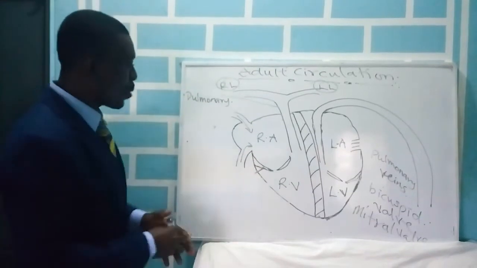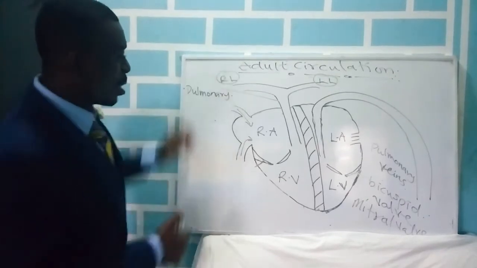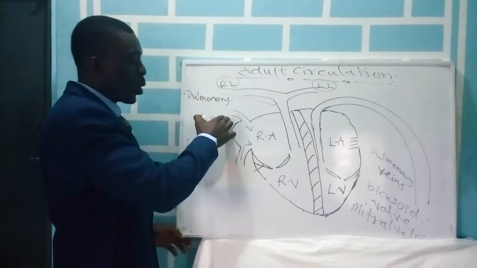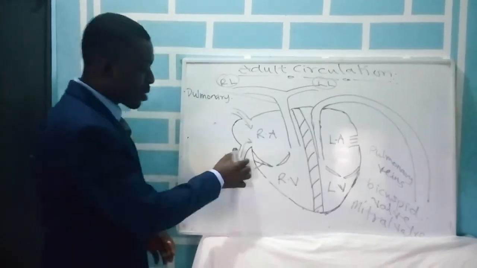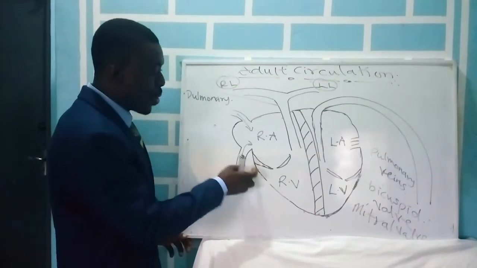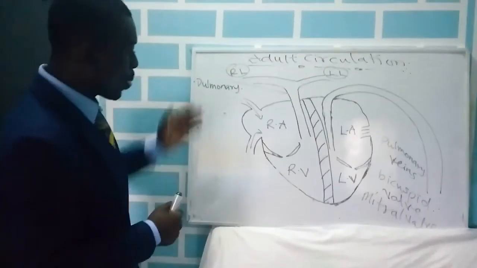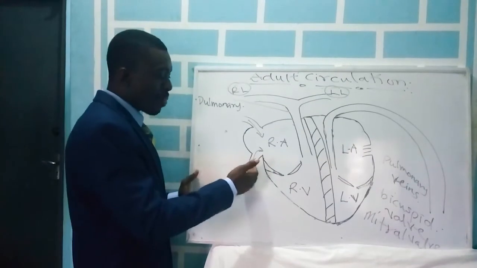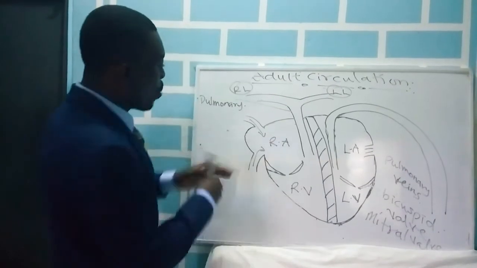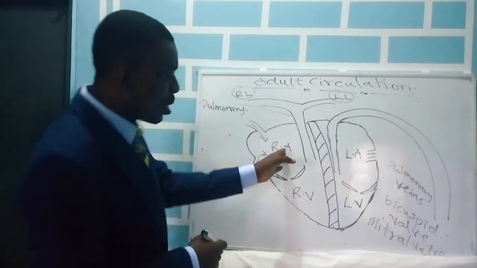Under pulmonary circulation, we made mention that this big vein carries what? Deoxygenated blood from the upper portion of the body. So we call it what? The superior vena cava. Whilst this one carries what? Deoxygenated blood from the lower portion of the body. So we call it what? Inferior vena cava. So basically, in pulmonary circulation, the inferior vena cava carries deoxygenated blood and empties it into what? The right atrium. Then the superior vena cava also carries deoxygenated blood from the upper portion of the body and empties it into the same right atrium.